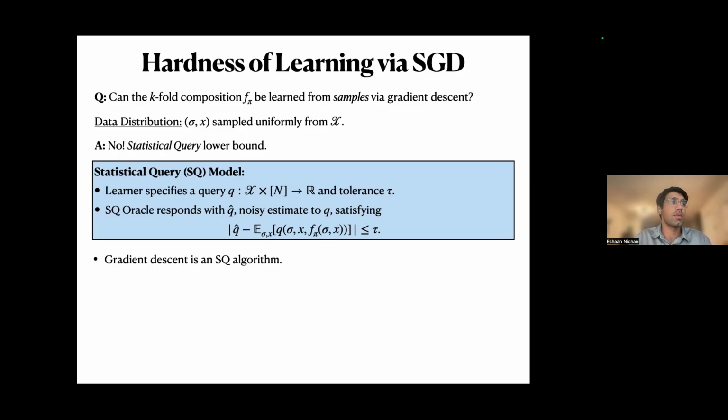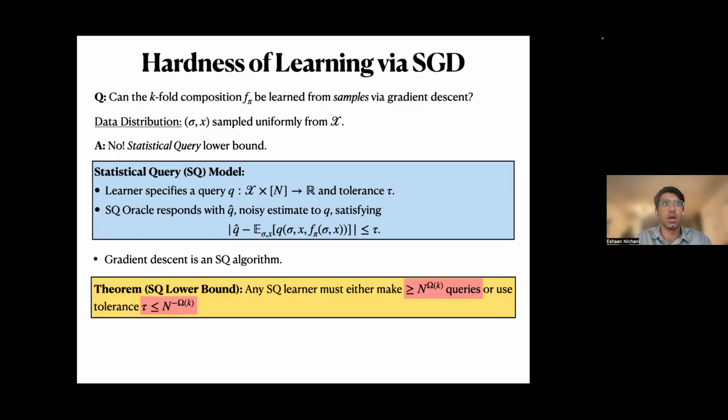Okay, so our main result is the following. We show that any SQ learner for this function class script F, varying over all possible values of the hidden permutation pi, must either make the number of queries exponential in k, or use tolerance exponentially small in k.